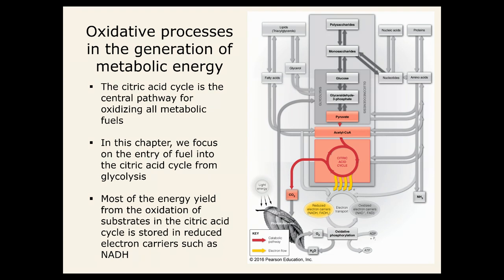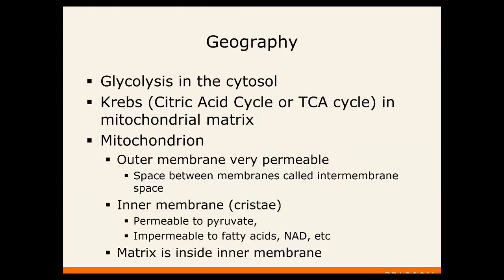Okay, so let me skip this one, just to pick another picture. Okay, so glycolysis is in the cytosol. Krebs, or citric acid cycle, its abbreviation TCA, is in the mitochondrial matrix.